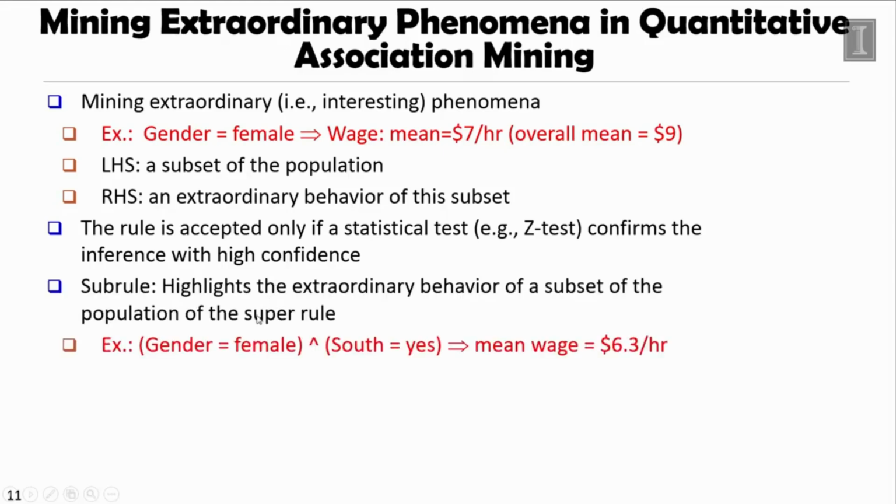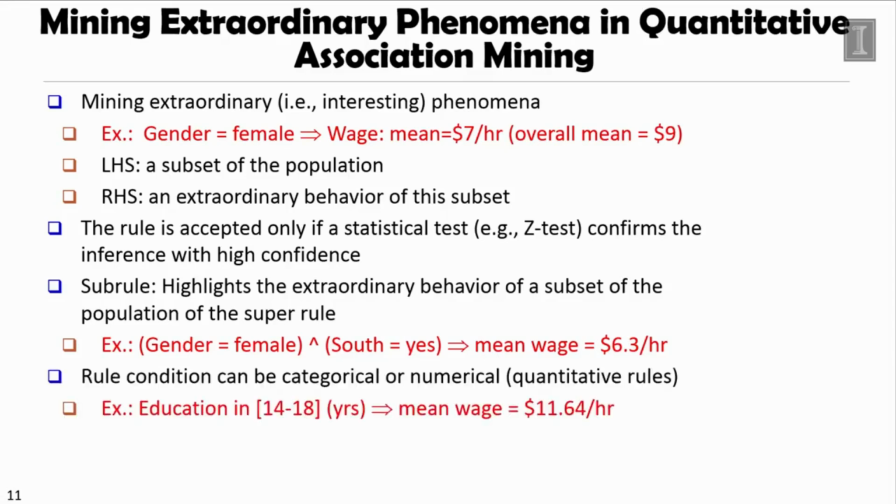Further, in many cases, you may even want to go deeper to get subsets of the population. For example, not only look at the gender as female, but look at the location is south. You may get the wage could further deviate from the overall mean, or even from the bigger rule like gender is female. So that sub-rule could become an extraordinary sub-rule associated with its super rule.